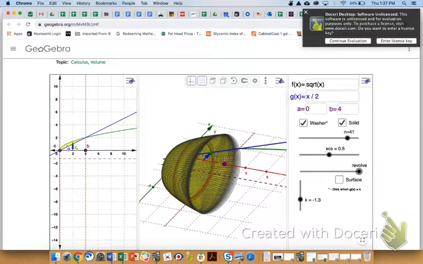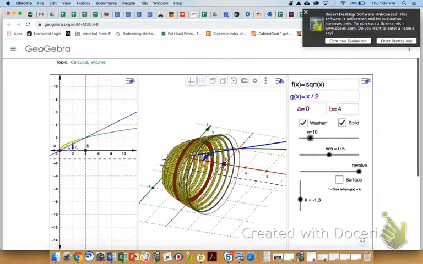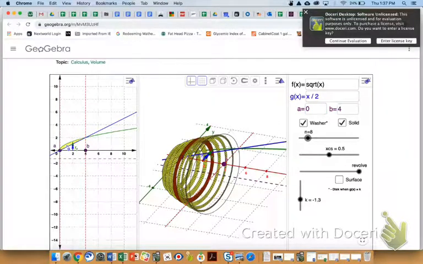And again, do you see how the representative elements are washers, not discs? Last time we did discs, these are washers. It's like it's got a hole in the middle.